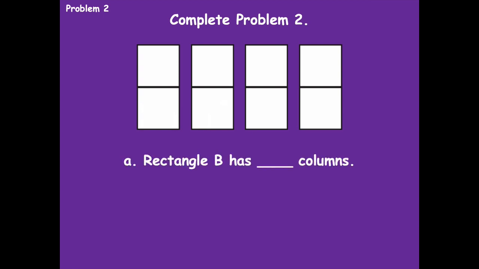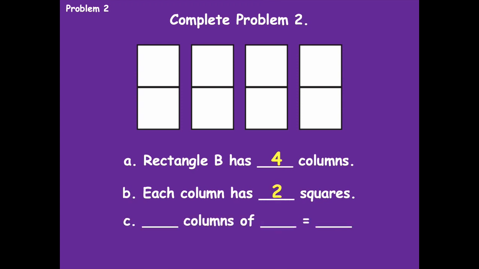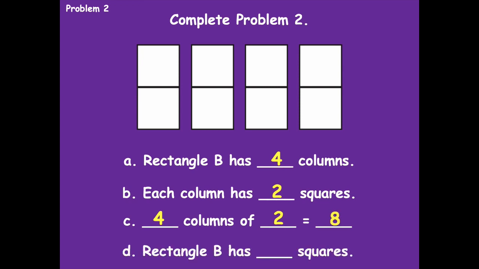All right, so rectangle B has how many columns? Four columns. Awesome. Each column has how many squares? Two. Okay, so how do we fill this in, friends? There are four columns of two, which equals eight. So rectangle B has how many squares? Eight squares. You got it. Awesome job, friends.